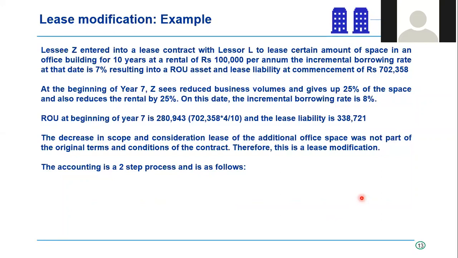And this is where we will cover the other two scenarios. Remember, at this stage, we are still talking about the lessees. For the lessors, we will come back to what the lessor accounting also is. Lessee Z enters into a lease contract with lessor L to lease a certain amount of space in an office building for 10 years at a lease rental of 1 lakh per annum.